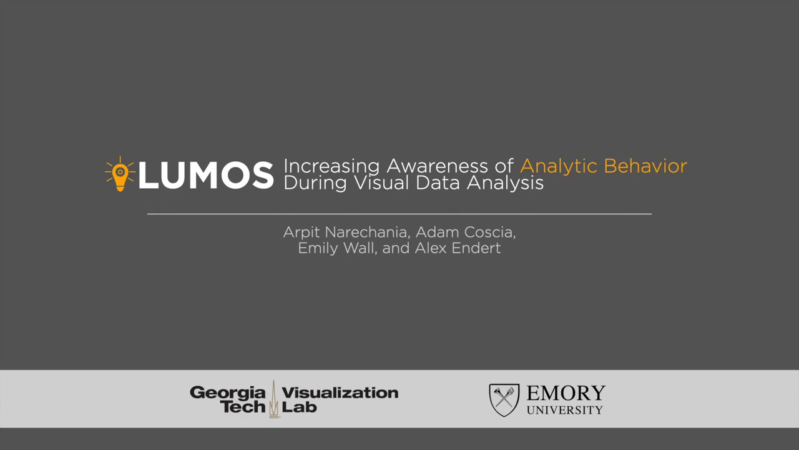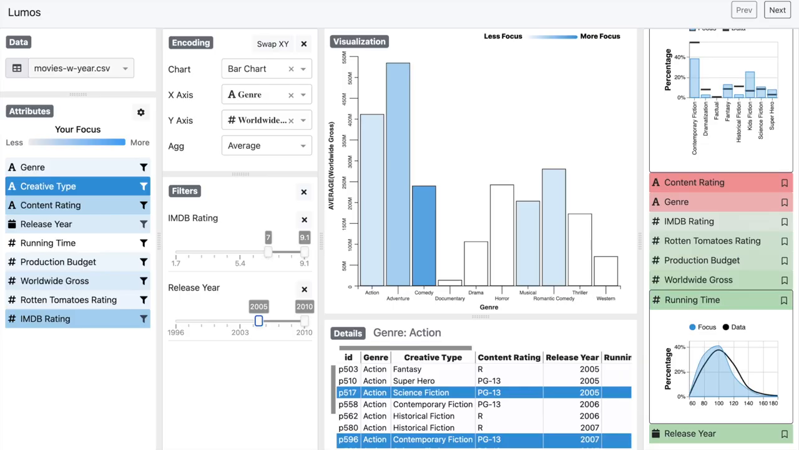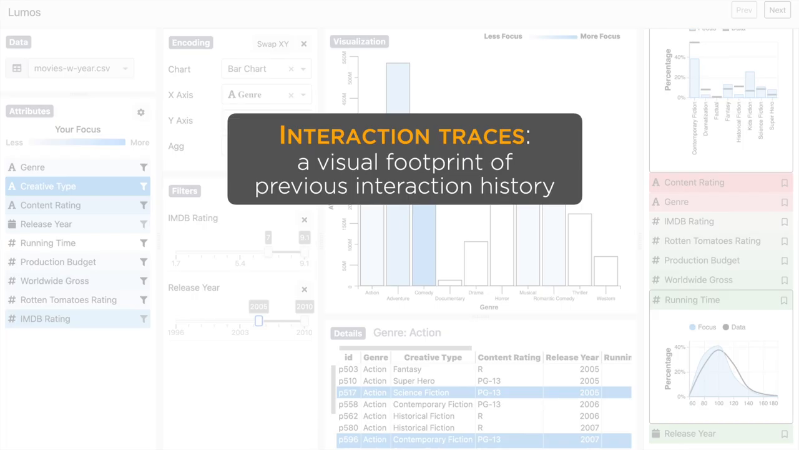In this paper, we present Lumos, a visual analysis tool that models a user's analytic behavior from prior interaction history with the data to increase awareness of unconscious biases during analysis activities. Lumos captures the user's interactions with attributes and data points, and leaves behind a visual footprint known as interaction traces, highlighting the attributes and data points that the user has been focusing on so far.